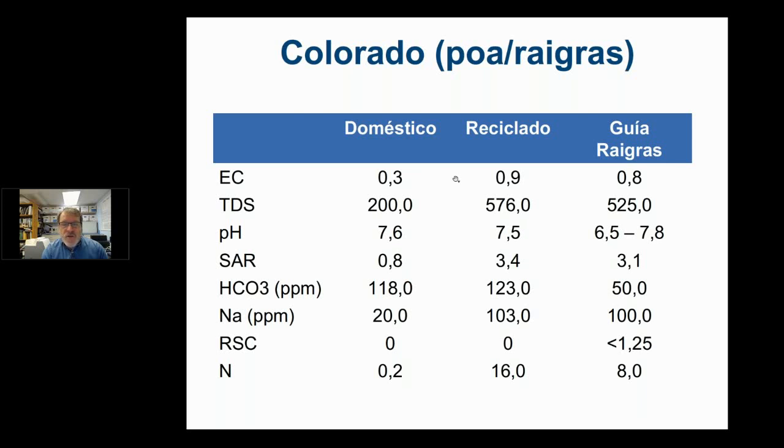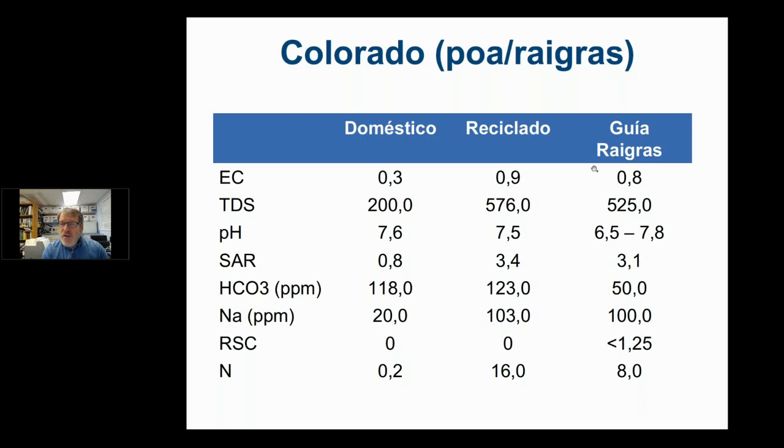So the electrical conductivity went up 3-fold, but it's still in an all right area at 0.9 decisiemens per meter. So that's not too bad. The SAR went from 0.8 to 3.4. So we're talking about a large increase in SAR. Bicarbonate stayed about the same, and that will influence the residual sodium carbonate. But look at the bottom here, we don't have any residual sodium carbonate, and we'll see why that makes a difference in a few minutes. But sodium went from 20 to 103 parts per million.